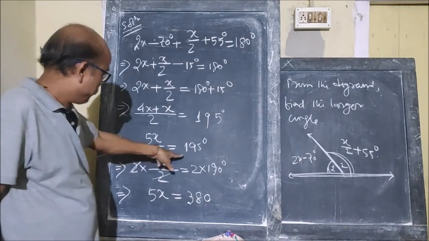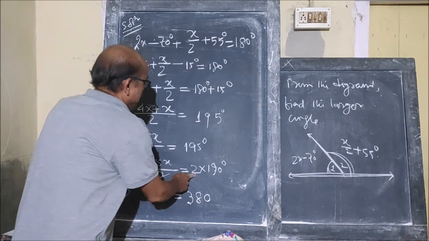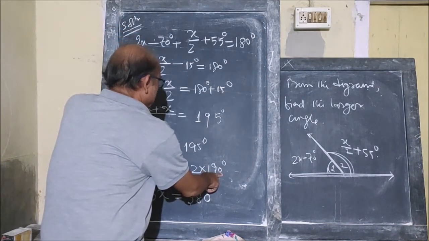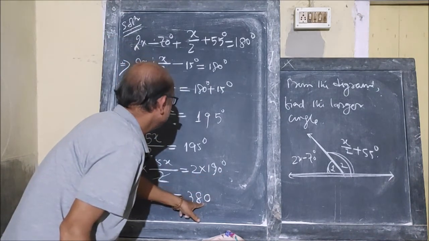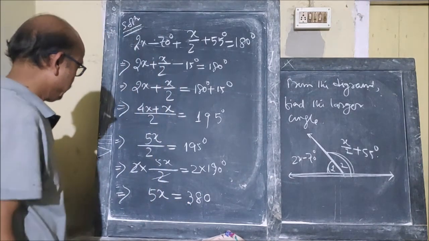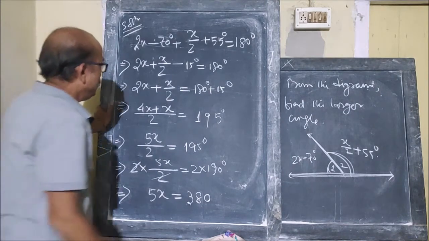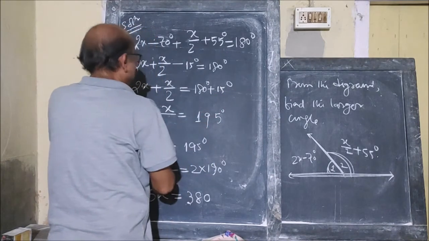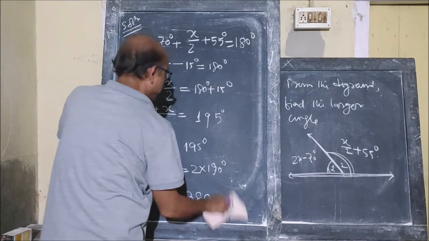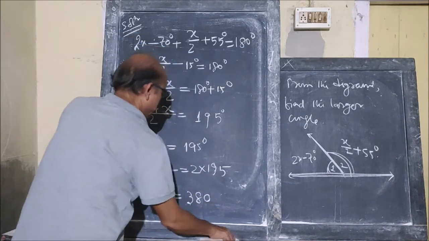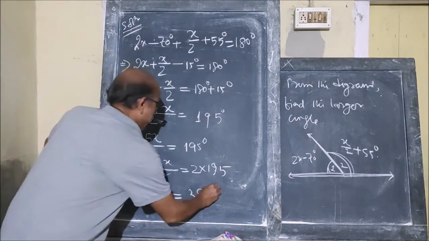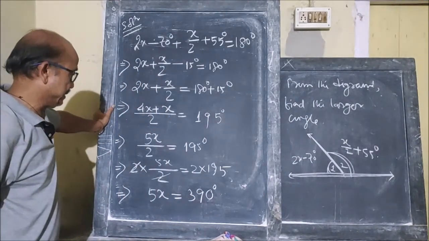390. 5, 2, 5, 10, no, 90 means 20, then 5, 9 and 1. Now by 2. It is 5. So you see here 390 degree. 5x equal to 390 degree.